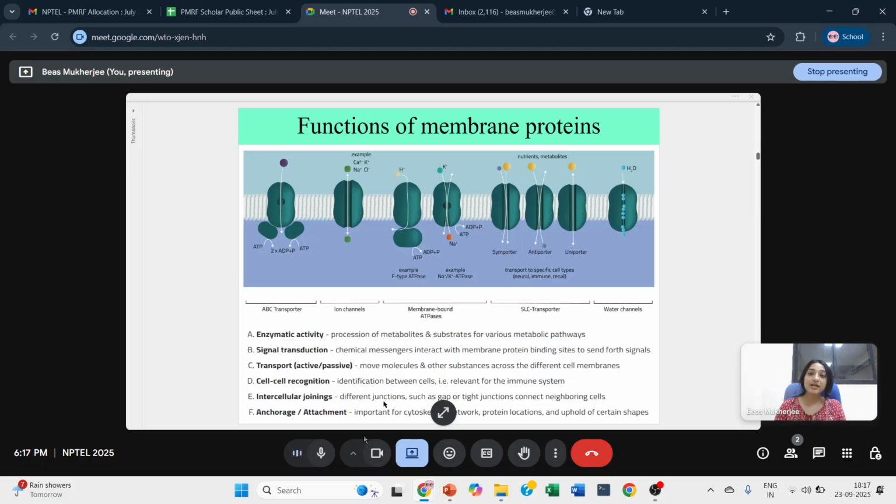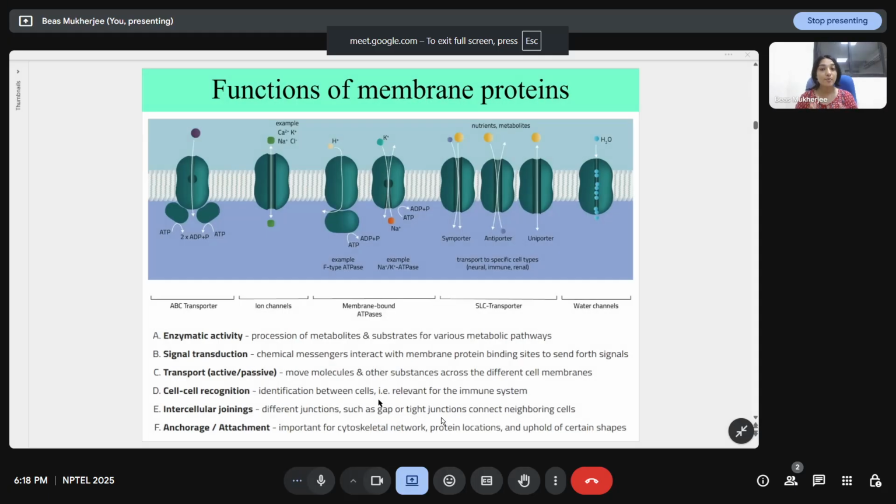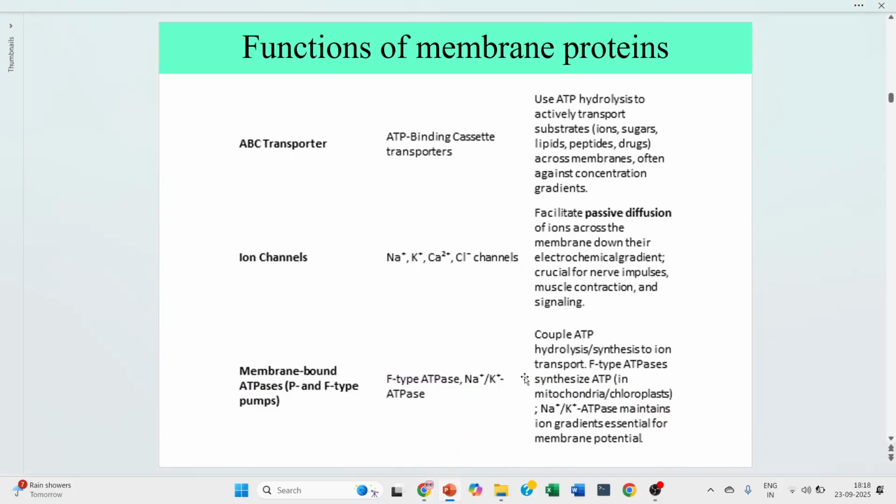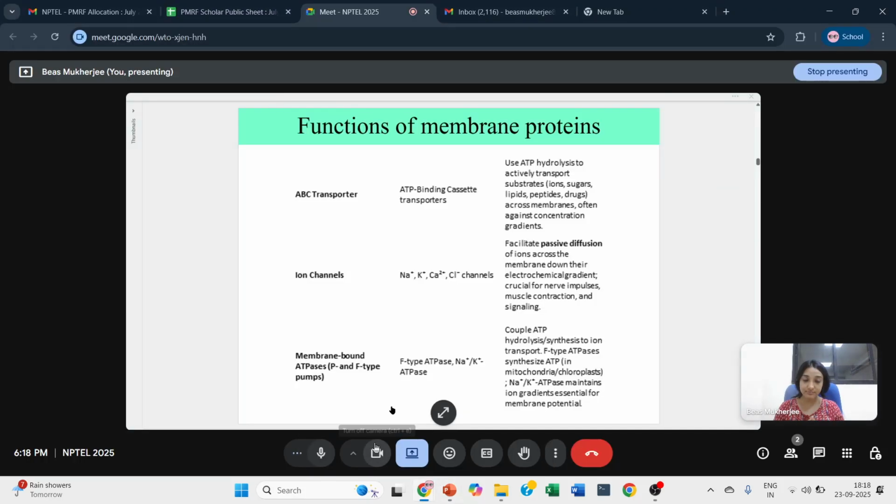Now there are intercellular joinings, which means that different junctions such as gap junctions and tight junctions connect the neighboring cells. The sixth one is anchorage or attachment. This is important for the cytoskeletal network, protein locations and upholding of certain shapes. So these anchorages are important for holding the shape of the cell and also for cytoskeletal network formation. Now we will look at all of these in a little more detail.